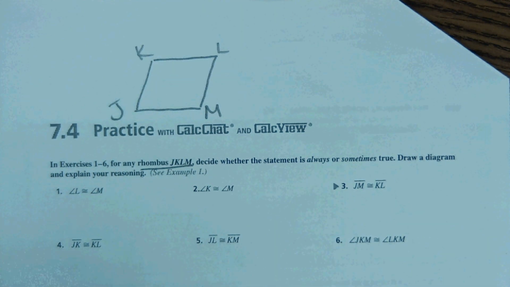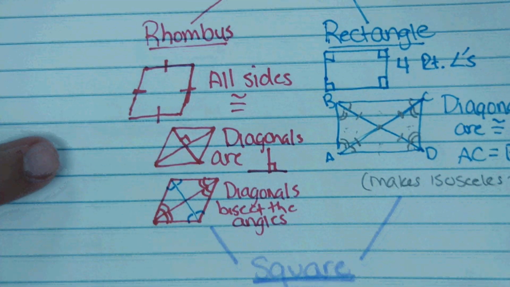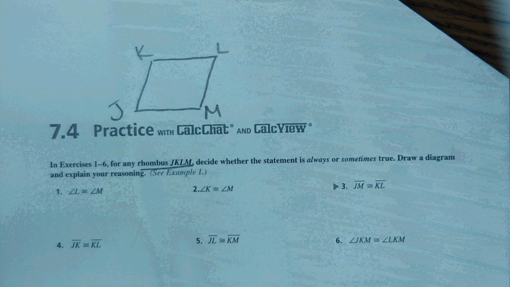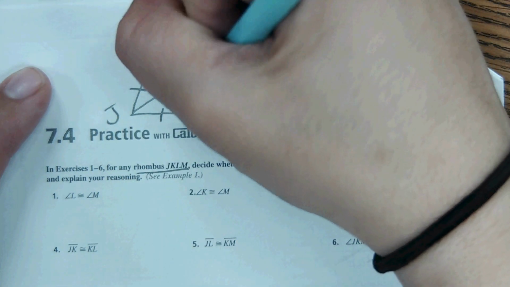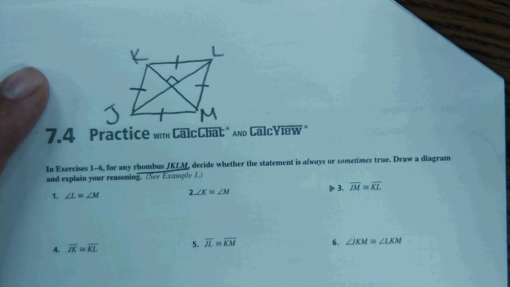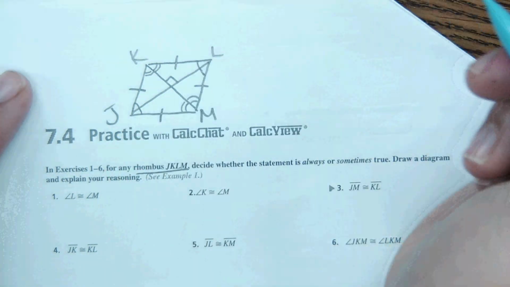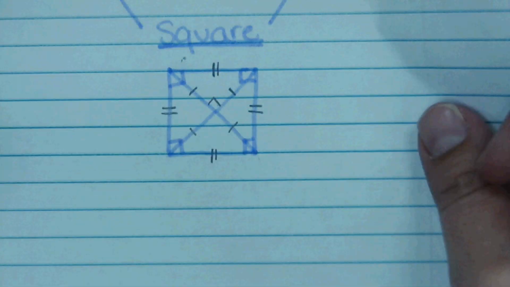And then for a rhombus, I'm just referencing our family tree right here. All sides are equal, diagonals perpendicular, and diagonals bisect the angles. So all the sides are the same measure. The diagonals here make a 90-degree angle. And then these diagonals bisect the angles, so this is the same measure as this, and this is the same measure as this here, and this here.